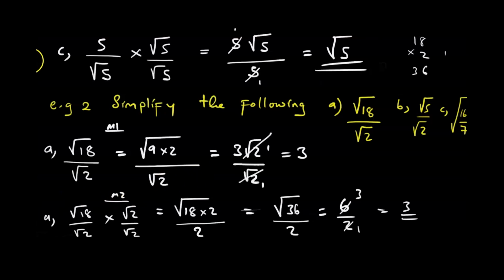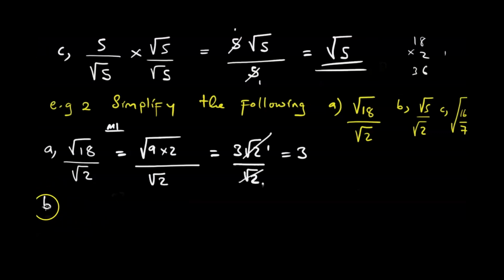Let us do B. Looking at B now, we have the square root of 5 over the square root of 2. If we check above, we look at the denominator. We cannot further simplify it to a simpler surd form. We look at the numerator. We also cannot simplify it to a simpler surd form. So that gives us this as the only solution. We rationalize. Remember, it's the square root in the denominator that we use.